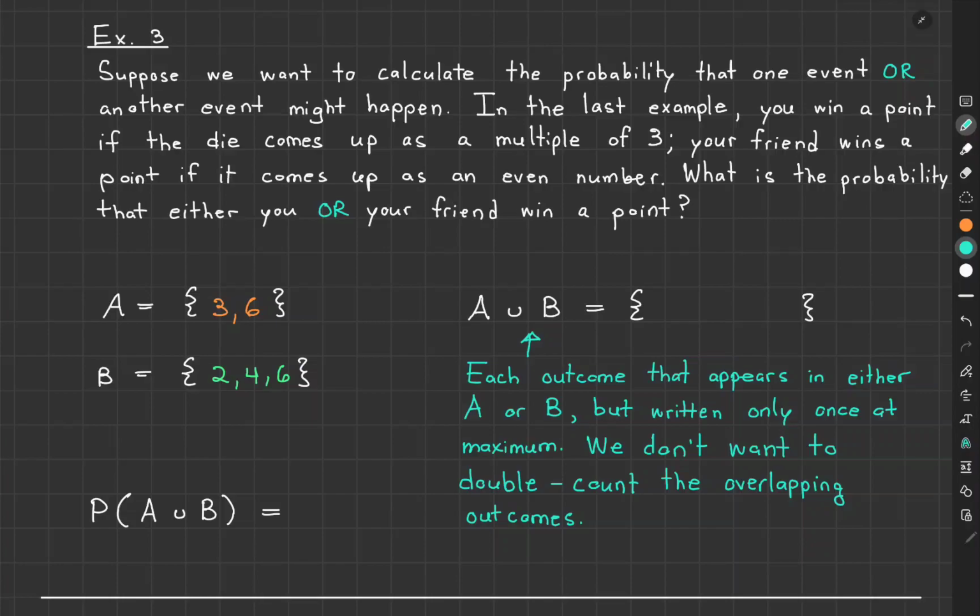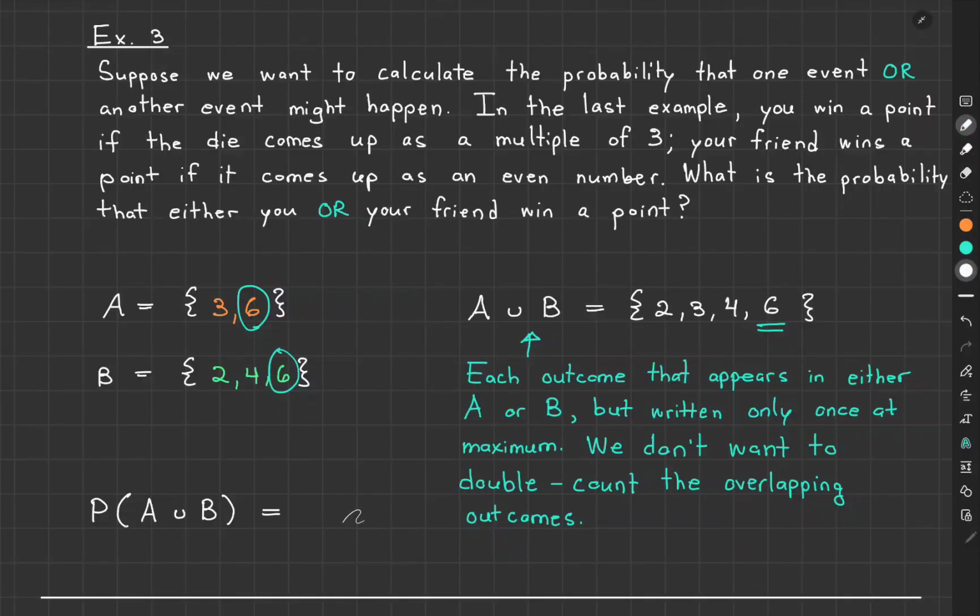Okay? So from one list, I have 2. From another, I have 3. I have 4, and then I have 6. Okay? So 6 appears on both lists, but I'm only going to write it once. That's our overlapping event or outcome. I don't want to write that twice. Okay, I don't want to double count that.